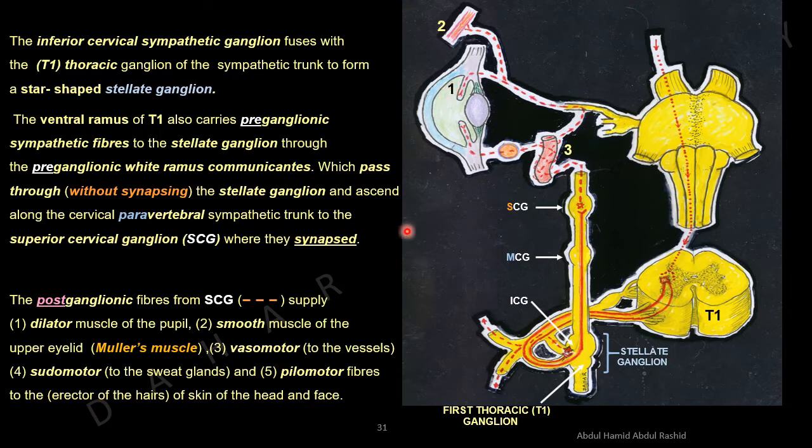What are they? First is the dilator muscle of the pupil. The second is the smooth muscle of the upper eyelid called Muller's muscle. Number 3 is vasomotor fibers supplying the vessels. Number 4, pseudomotor fibers to the sweat glands. Number 5, pilomotor fibers to the erectile muscles of the hair of the skin of the head and face. So these 5 structures are supplied by postganglionic fibers coming from T1.